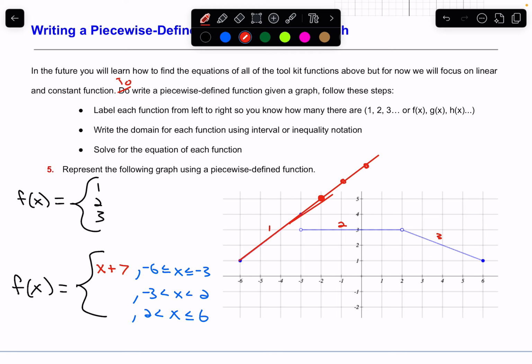Okay, so the second graph, sorry, let me delete these red lines. The middle function there, function 2, is a constant function at 3. So all we do is put 3 for the equation of that. The equation of this horizontal line is y equals 3.